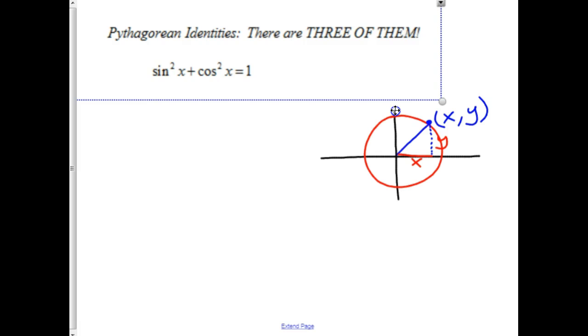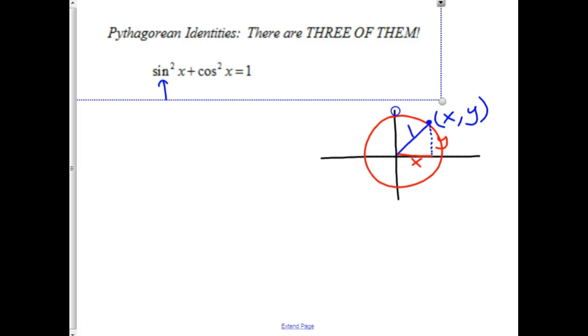Using the Pythagorean theorem, I know that y squared plus x squared equals your hypotenuse squared, correct? And what is the hypotenuse on the unit circle? What is every single one of them on the unit circle? It is a 1. Hence, where this Pythagorean theorem identity came from. This right here, sine squared, is the same thing as saying y squared. So that's like y squared plus x squared equals 1. This is where this whole theory came from.